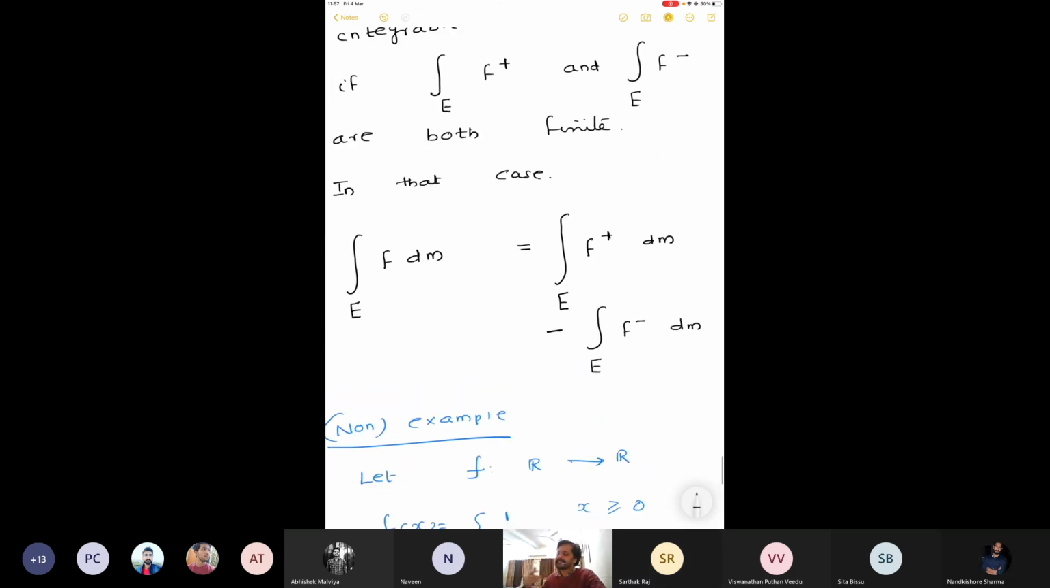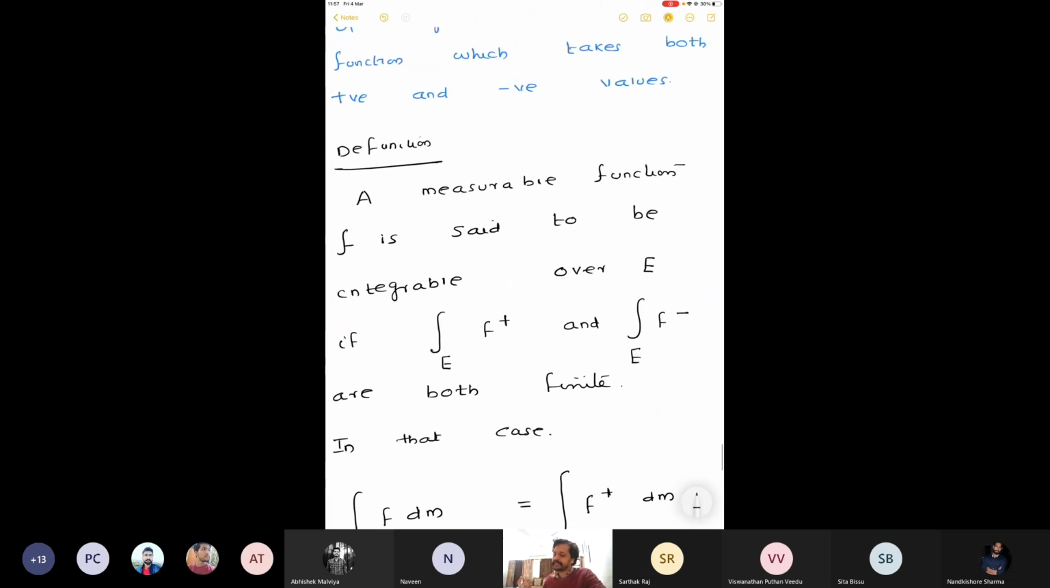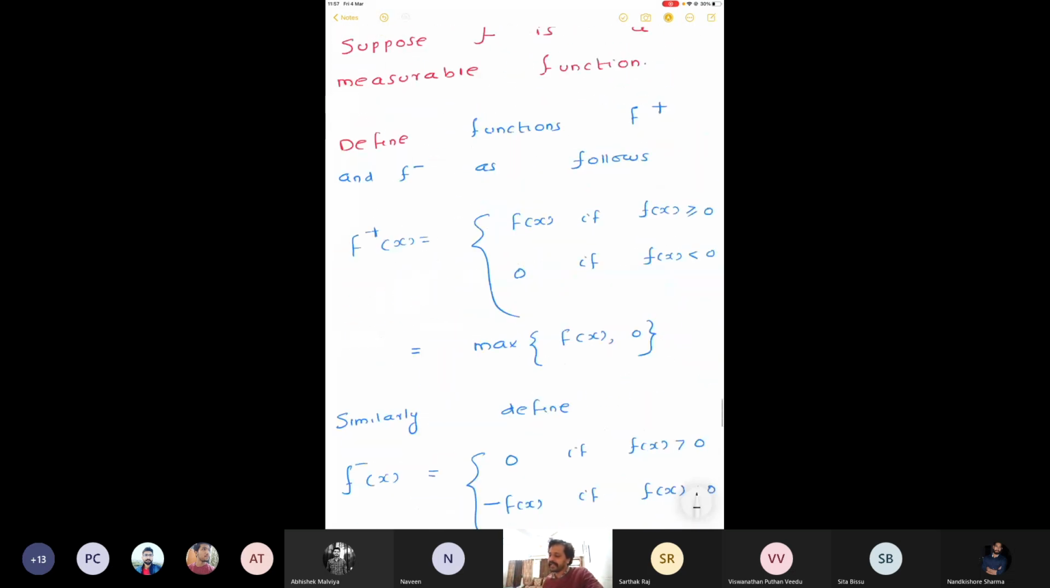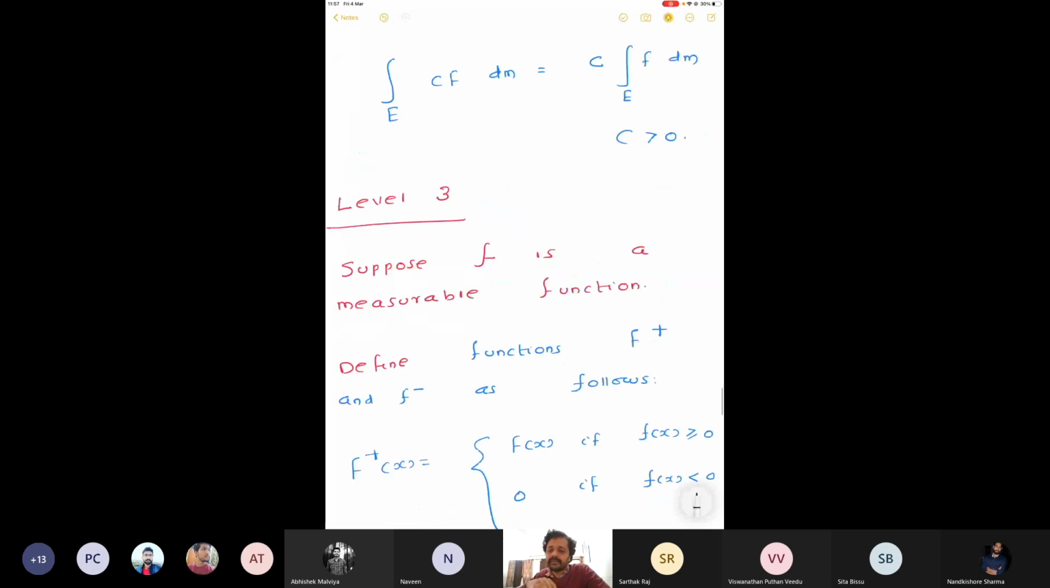Yes. Now in the next stage, first we will verify that in level 3 also linearity holds. That means whenever f and g are integrable, the integral over E of af plus bg is equal to a times the integral over E of f plus b times the integral over E of g. That we will prove. Having defined the integral for any measurable function, we have completed the definition.